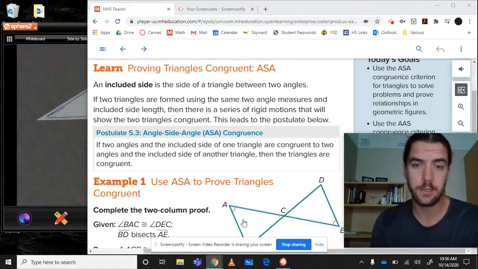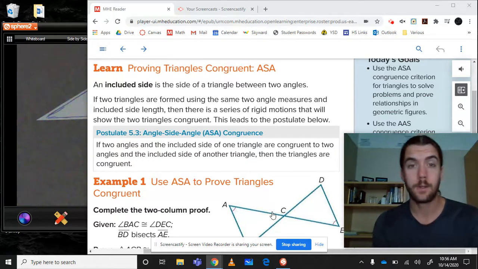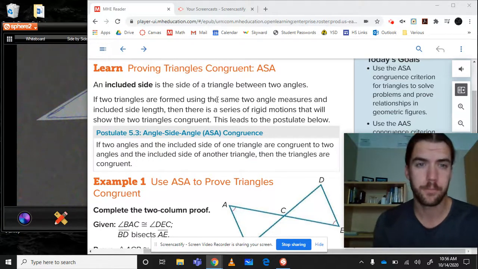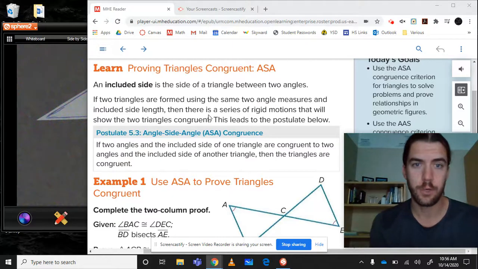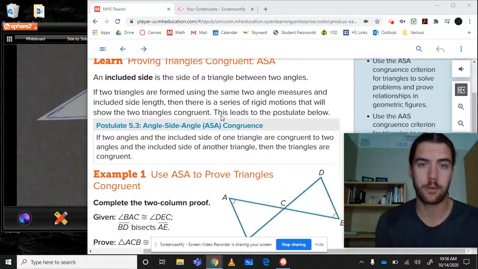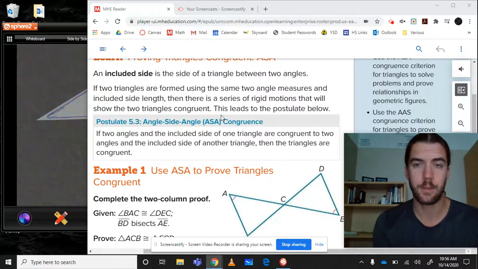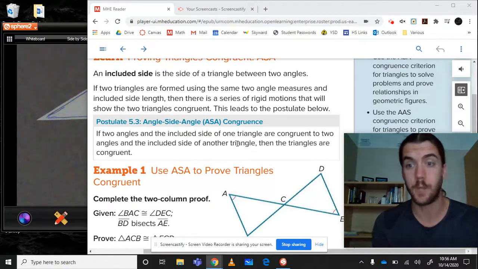So if you pick any two angles in a triangle, there will be an included side that includes both of those angles. If two triangles are formed using the same two angle measures and included side length, then there's a series of rigid motions that will show that the two triangles are congruent. This leads to the postulate below. If two angles and the included side of one triangle are congruent to two angles and the included side of the other triangle, then the triangles themselves are congruent.